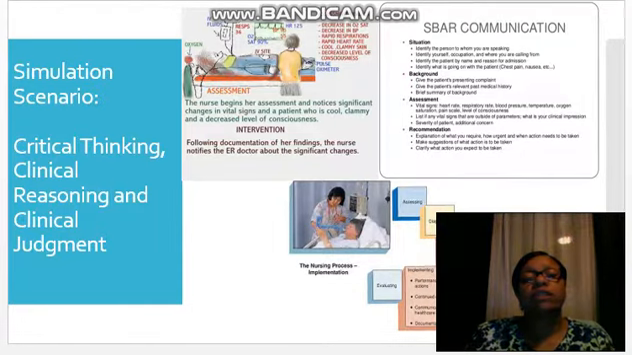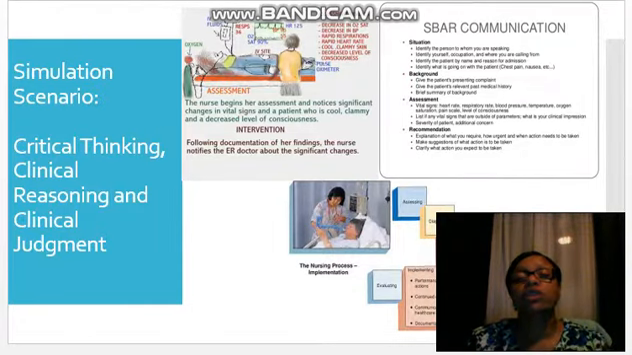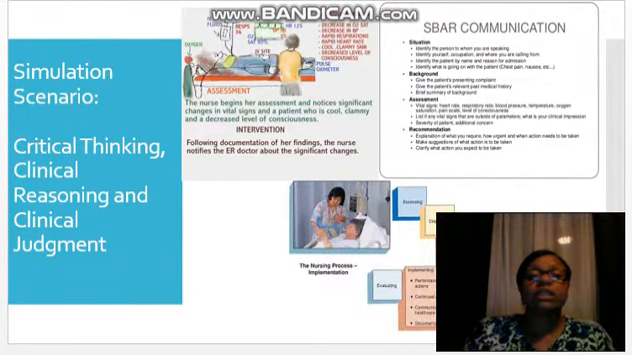Now, the overall process here with simulation, what we're trying to get the students to do is critically think, use their clinical reasoning skills and good clinical judgment skills. In order to do that, this little picture here shows you about simulation and the assessment, the intervention. They're going to communicate by SBAR, and the overall what we're trying to get them to do is use the nursing process. If they use the nursing process, they can get through the simulation, and in the simulation lab, they will get understanding. They'll understand how critical thinking, clinical reasoning, and clinical judgment aids them whenever they're doing their assessments.